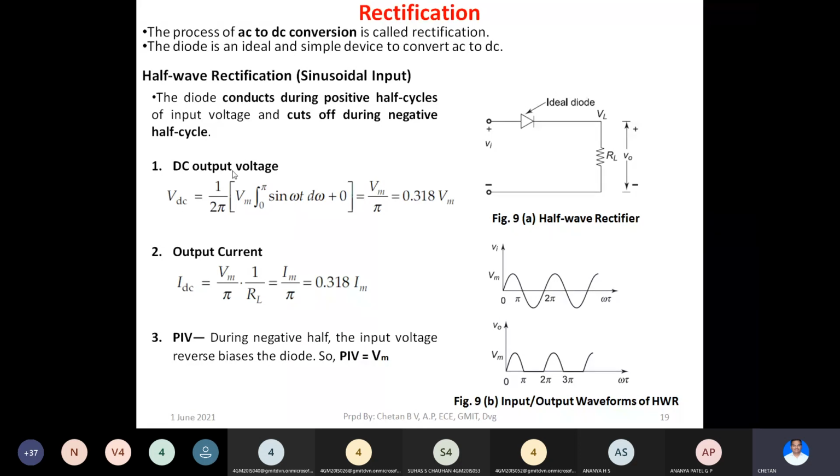Next, from this VDC, we calculated the value of IDC. In general, IDC will be VDC by RL. So substitute the value of VDC, which is Vm by pi, times 1 by RL, and this Vm you can represent in the form of Im into RL. If you substitute Im RL here, ultimately you will get Im by pi. This is the output current, and the peak inverse voltage is the maximum value of reverse voltage across this diode during the reverse bias, which is around Vm for this diode.